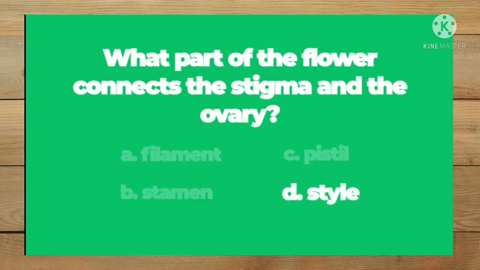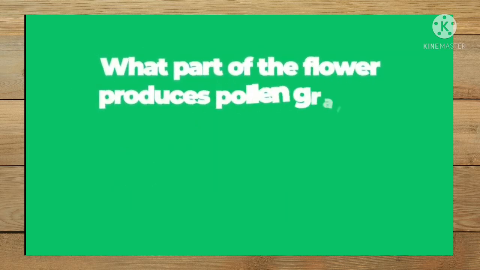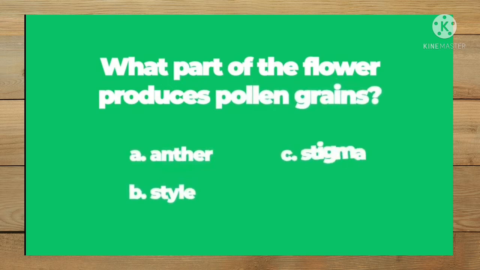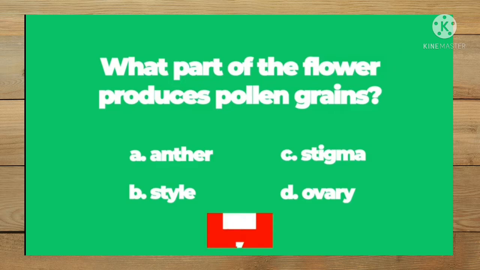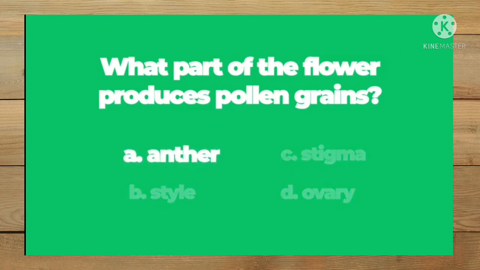Style. Number 3. What part of the flower produces and contains pollen grains? A. Anther. B. Style. C. Stigma. D. Ovary. The answer is A. Anther. Great job, kids! I know you did well in this activity.